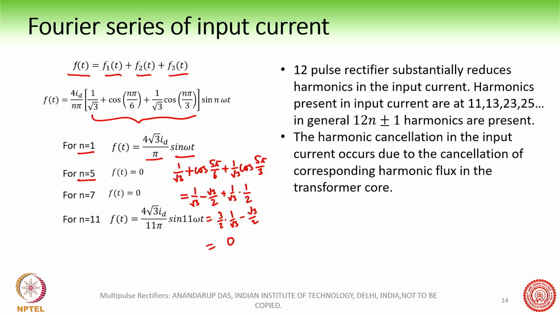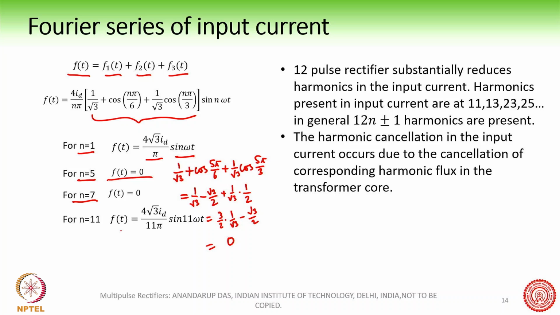So here you can see that when you put these values, if you put n equal to 5, the value will come out to be 0, right? So for the fifth harmonic, the magnitude is equal to 0. Similarly, if you put n equal to 7, you will see that f(t) is equal to 0.